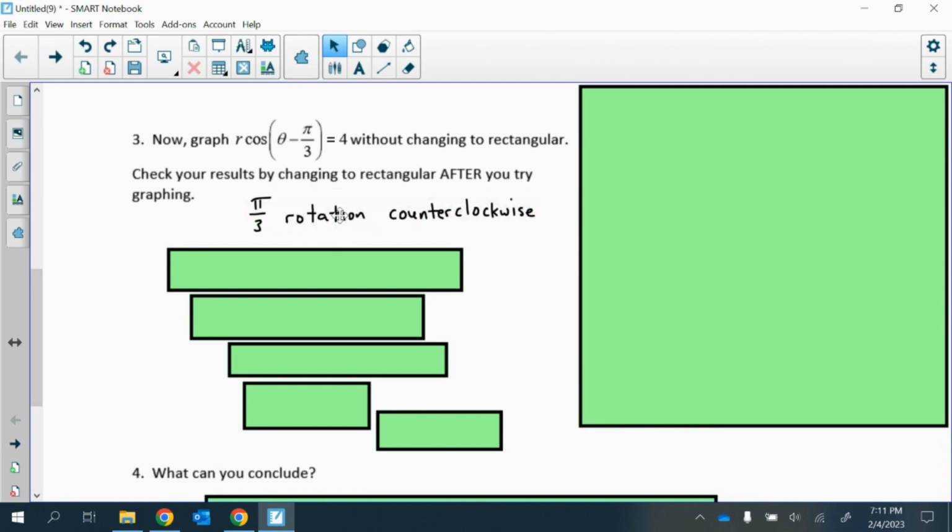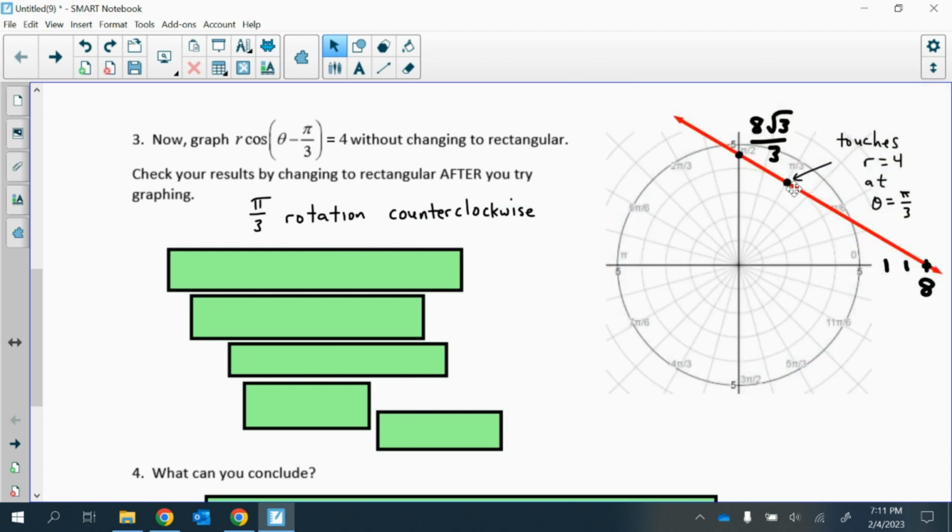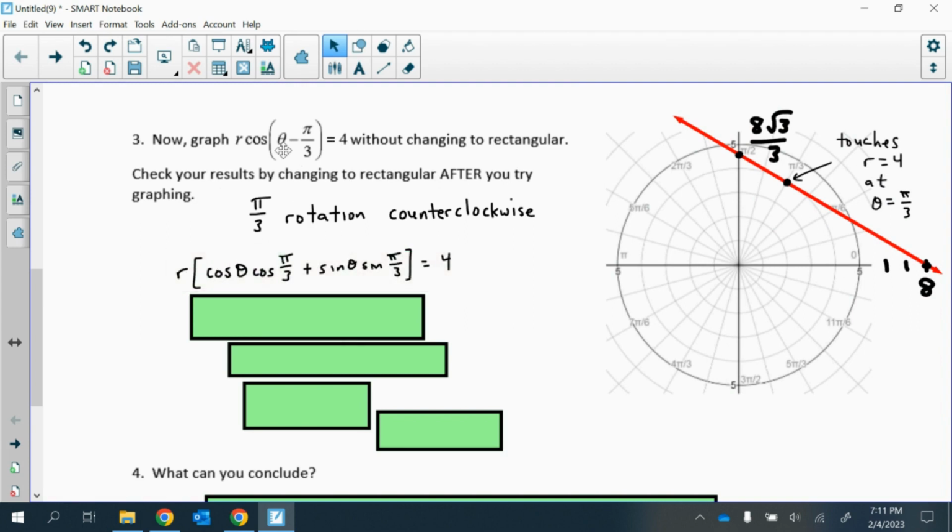So if we see question 3, we're going to make a prediction that this will be r cosine theta rotated counterclockwise pi thirds. So that's our guess. So we're going to have it touching r equals 4 at theta equals pi thirds. And let's actually do the calculation to figure it out. So we use the cosine coalition, changes the sign, cosine theta, cosine pi thirds plus sine theta, sine pi thirds, times r equals 4. Then cosine of pi thirds is 1/2, and sine of pi thirds is root 3/2.